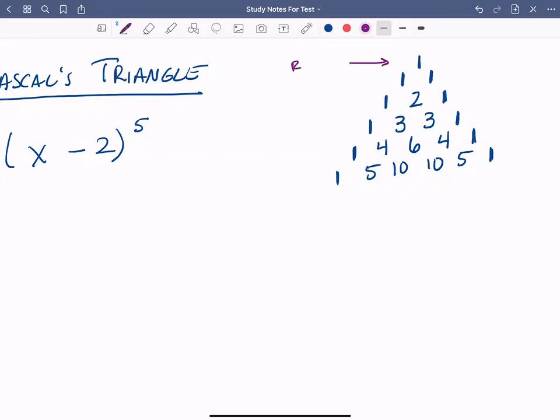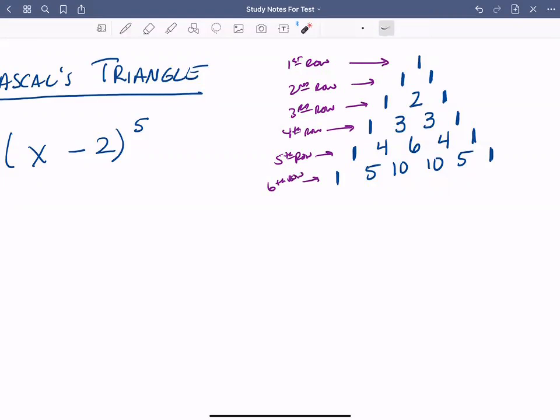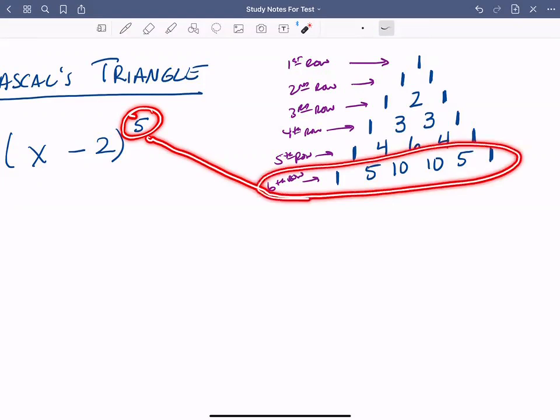This is the first row. Here's your second row. Here's your third row. Fourth row. Fifth row. And sixth row. So we have power 5, which means we need one more, which is the sixth row. So here is the row that we need. This is the row that we're going to use to help us with our coefficients.